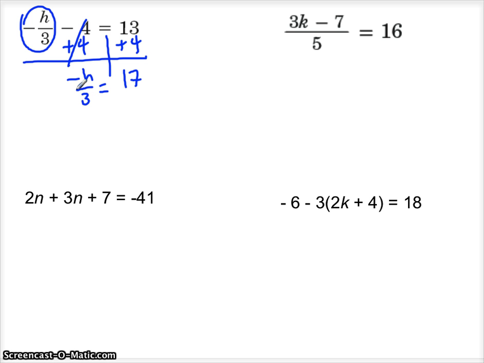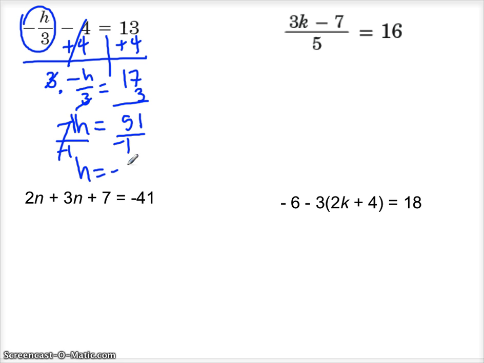Here you have divided by 3, so you can multiply by 3 to get rid of that. So you still have a negative h. 17 times 3 is 51. Now it's a negative h. Remember, that's the same thing as a negative 1h. So in order to get rid of a negative 1, divide by a negative 1. That gets rid of the negative, so then you have a positive h equals negative 51. And that is your answer.